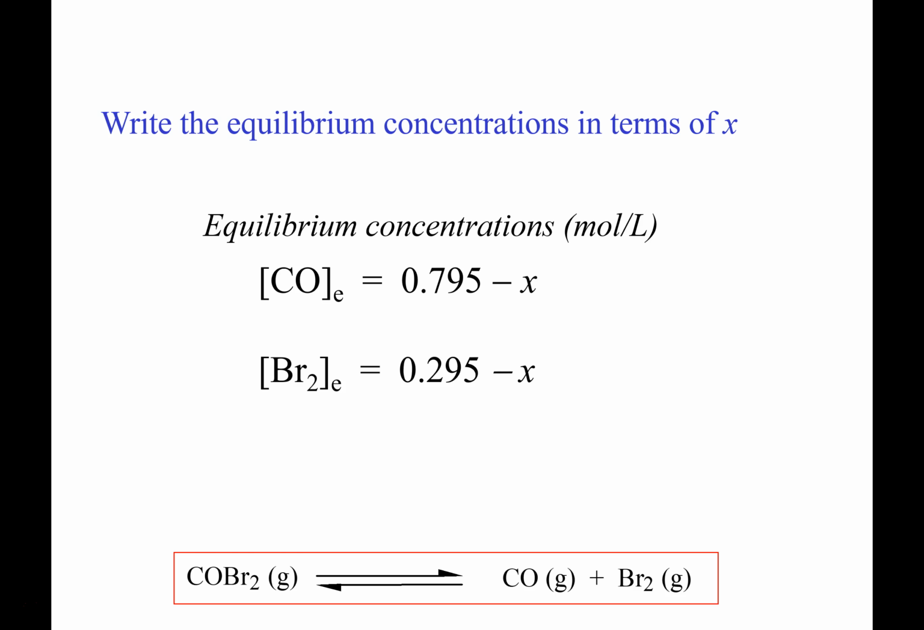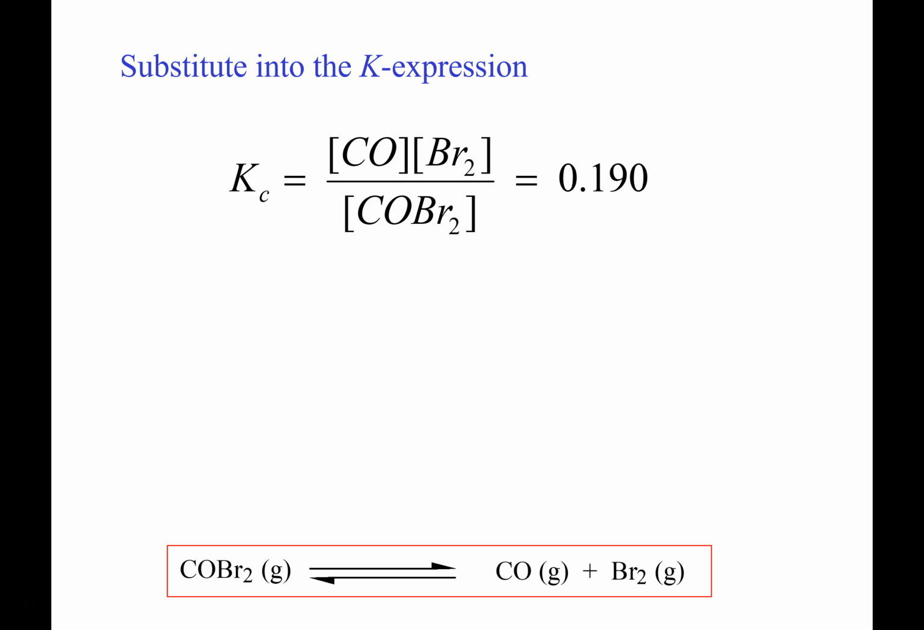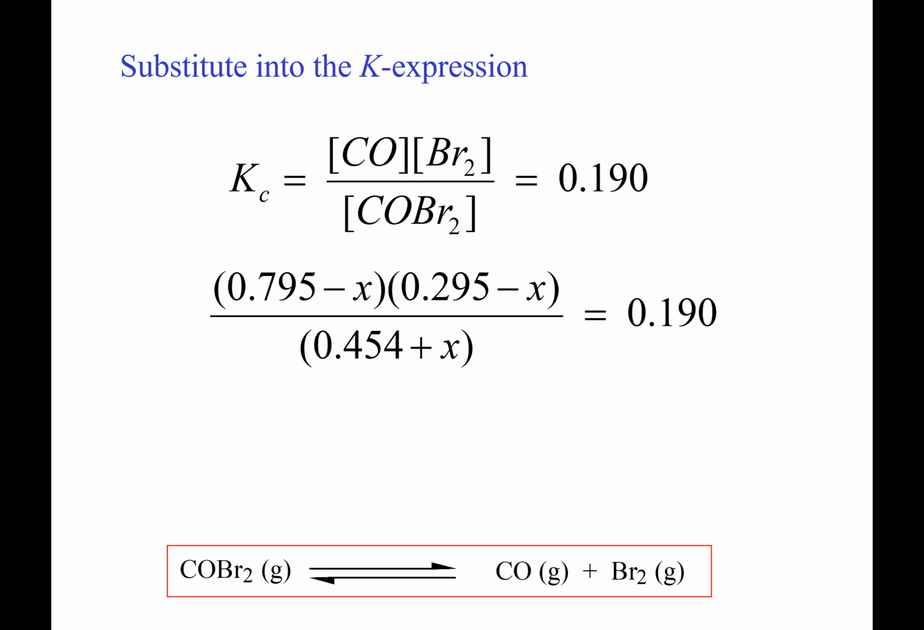Then you told me that my products will be decreasing, so I'm going to apply negative X, and my reactants will be increasing, positive X. Did I put all that in the ICE table? Ready to substitute in. So here's our equilibrium constant expression. We substitute in the quantities, and it looks like this.